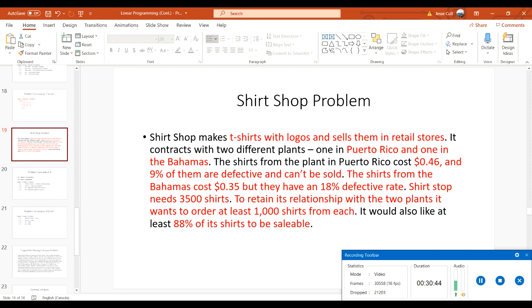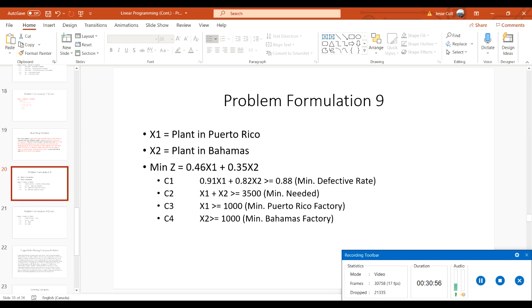So we know that 9% are defective in Puerto Rico, 18% are defective in the Bahamas, and 88% have to be saleable, so not defective. We do that here. 0.91 X1, so 91% of X1 and 82% of X2 must be greater than or equal to 88% overall, which is our minimum saleable rate. We found the 0.91 and the 0.82 from the 9% defective and 18% defective.